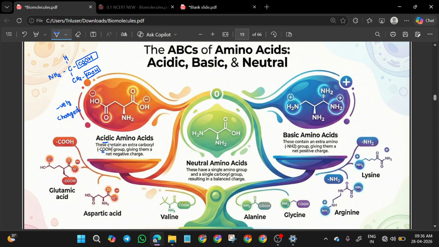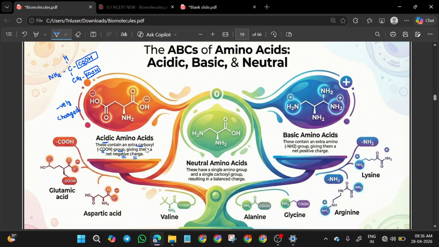Acidic means it releases H plus, but you should not assume it is positive. Acidic amino acids are negatively charged. That is, they will contain an extra COOH group. So the R group has an extra COOH group. These contain an extra carboxyl group, giving them a net negative charge. I think this is clear.